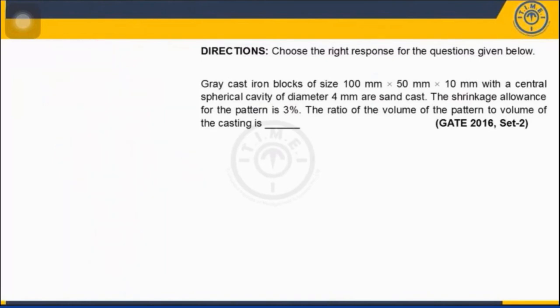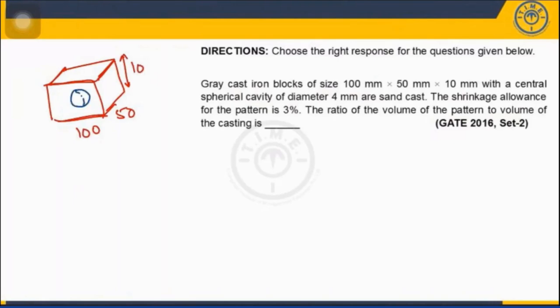Okay. So based on that concept, this question was asked in GATE 2016, gray cast iron block of size. Let us suppose this is the gray cast iron block having this dimension 100, this is 50, and this dimension is given as 10. And inside there is a spherical cavity. So I'm just denoting it like this. What is the diameter of the spherical cavity? That is 4 mm. You have to calculate the volume of pattern to the volume of casting. That means Vp divided by Vc you have to calculate. How will you do it? Volume of pattern is nothing but, you can easily calculate.